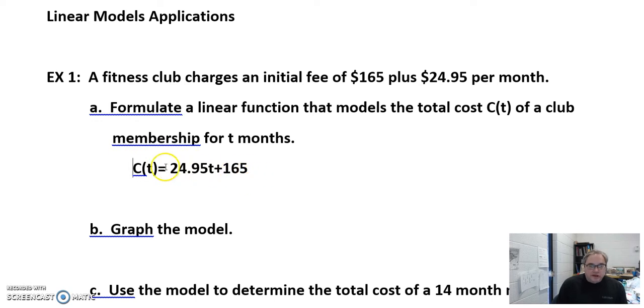That's what we would use to predict if I go to this club and do it for 10 months: 165 plus 24.95 times 10. So we can get the value that we need.